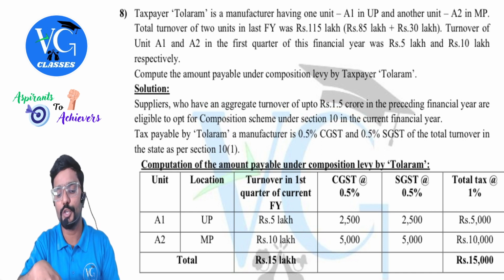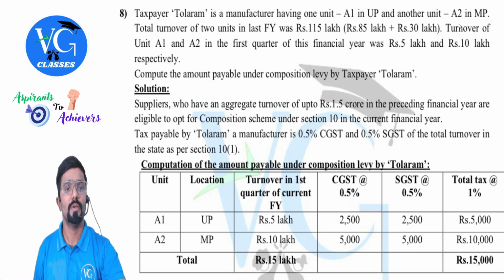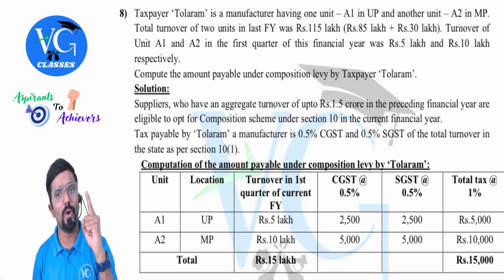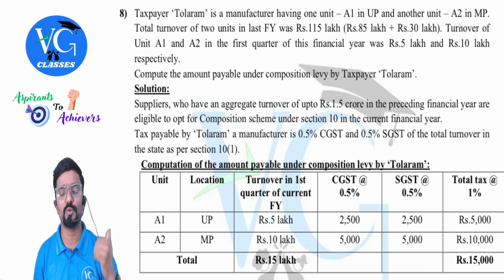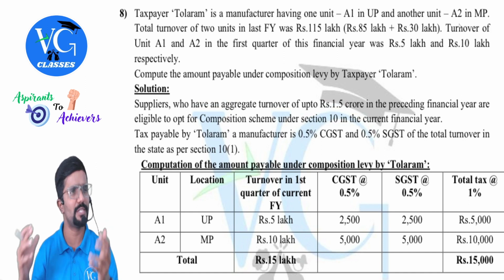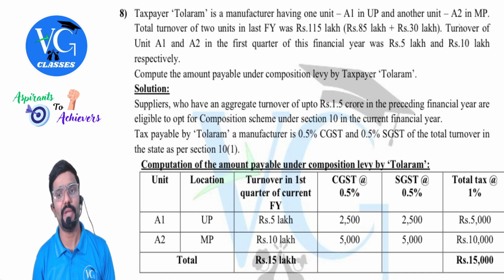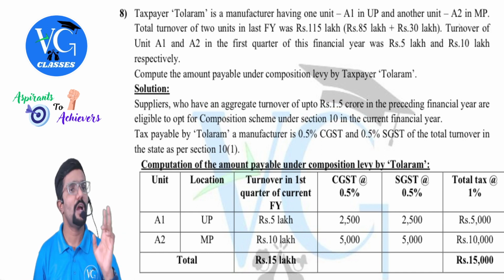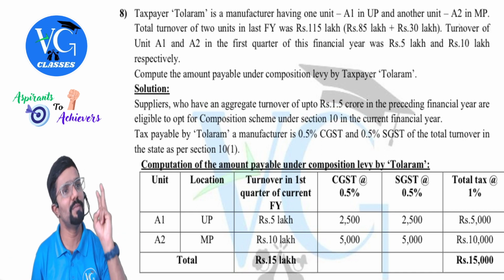Yeah, now we will do question number 8. Taxpayer Tolaram is a manufacturer having one unit A1 in UP, that is Uttar Pradesh, and another unit, that is branch A2 in MP, that is Madhya Pradesh. Okay, two different branches in two different states. How many registrations would they have taken? Minimum 2.